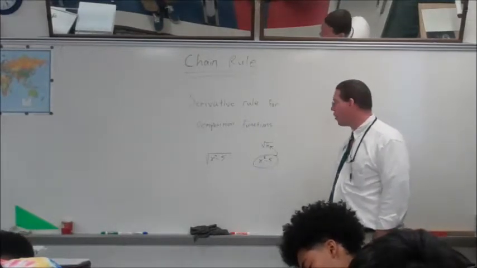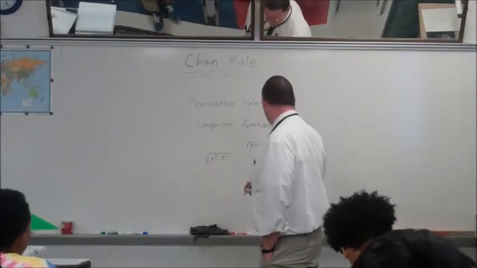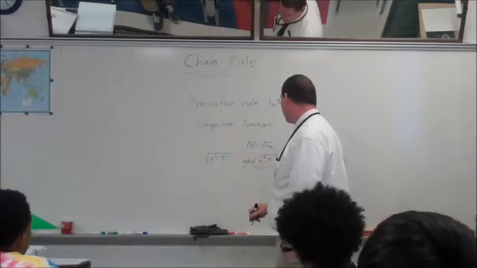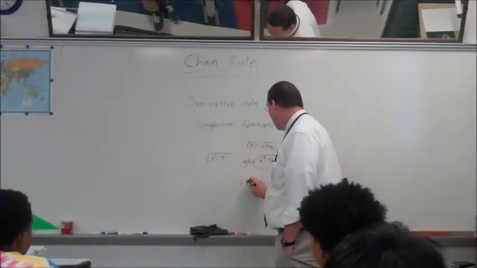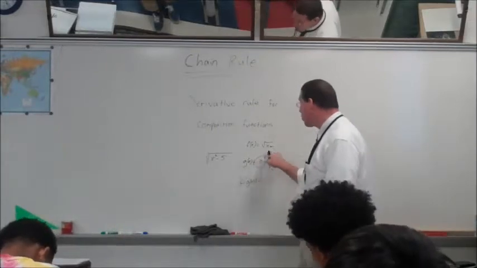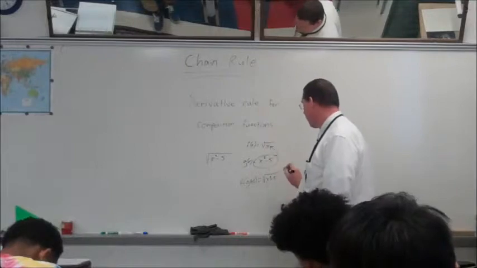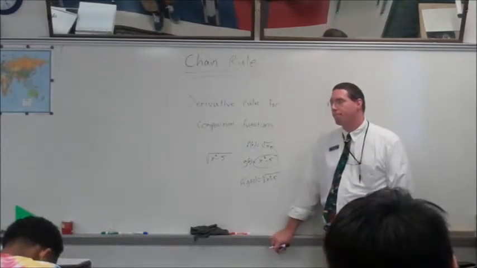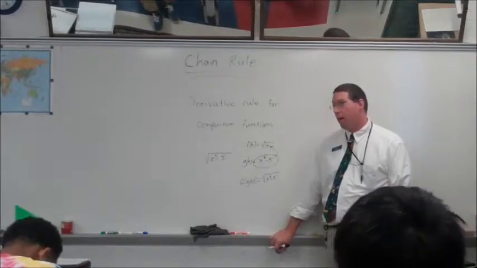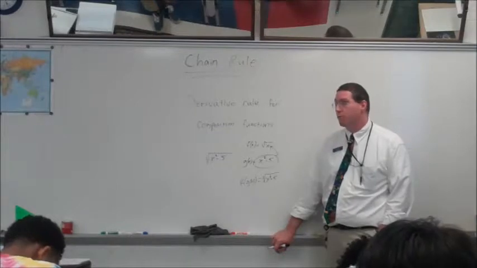Okay, so if f of x equals the square root of x, and g of x equals x squared minus 5, then f of g of x is where g of x is shoved into the x for f of x: the square root of x squared minus 5. Okay? And if you want the derivative of a composition function, you are going to want to use the chain rule.